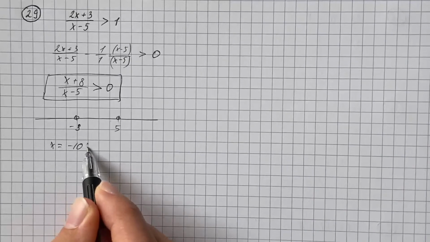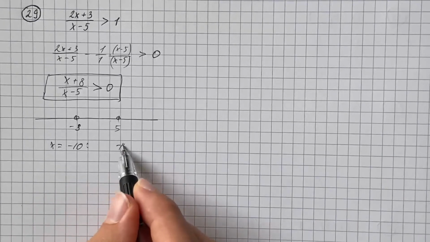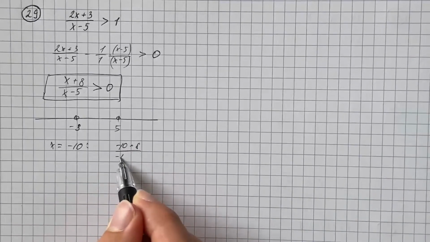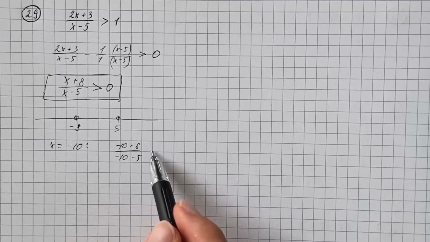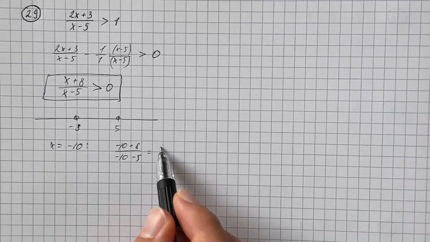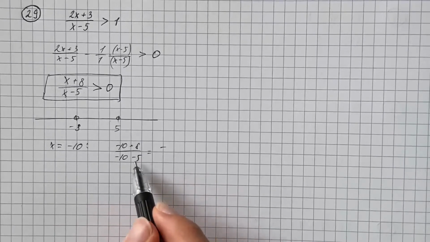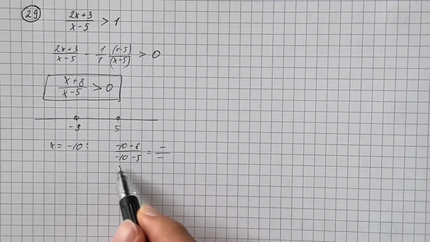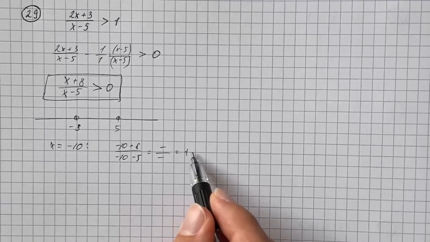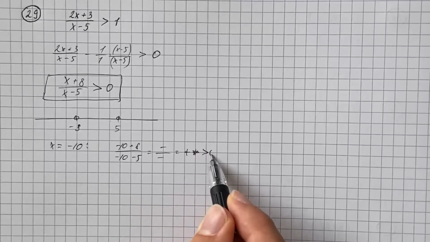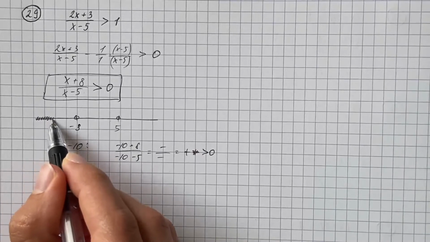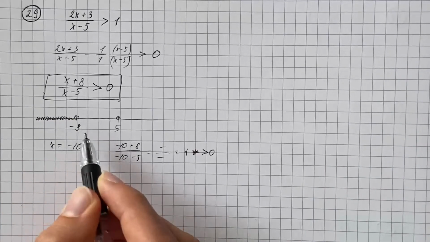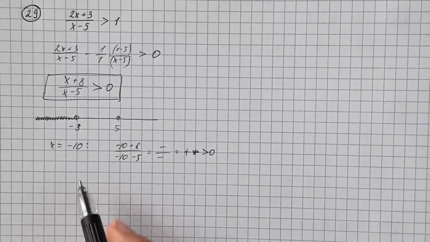negative 10. So we substitute, and we get negative 10 plus 8 over negative 10 minus 5. And we get a negative number in the numerator and a negative number in the denominator, so that's going to be a positive number, which is greater than 0. So all numbers which are less than negative 8 will satisfy our solution.